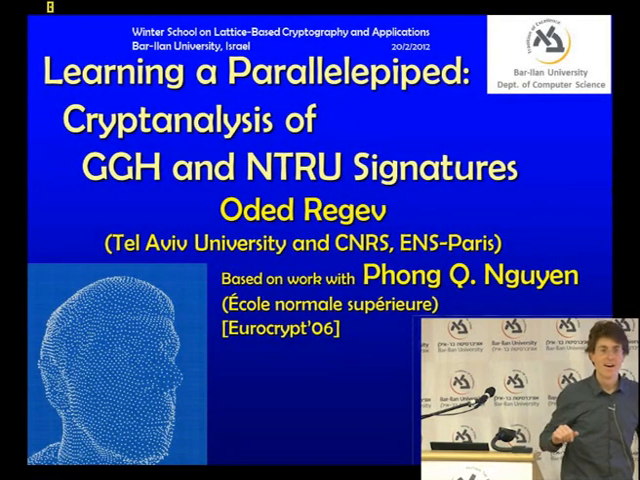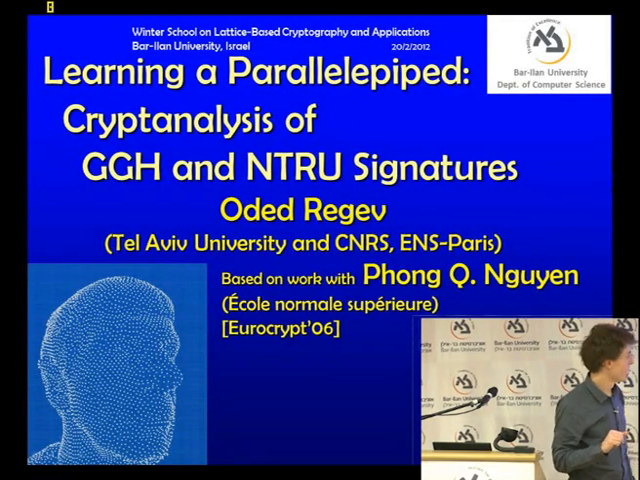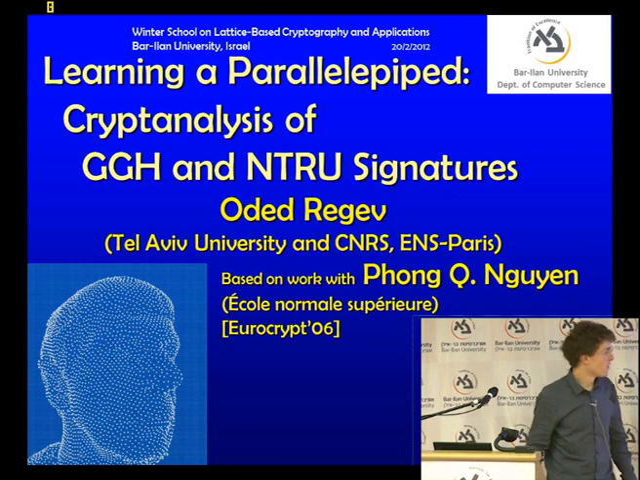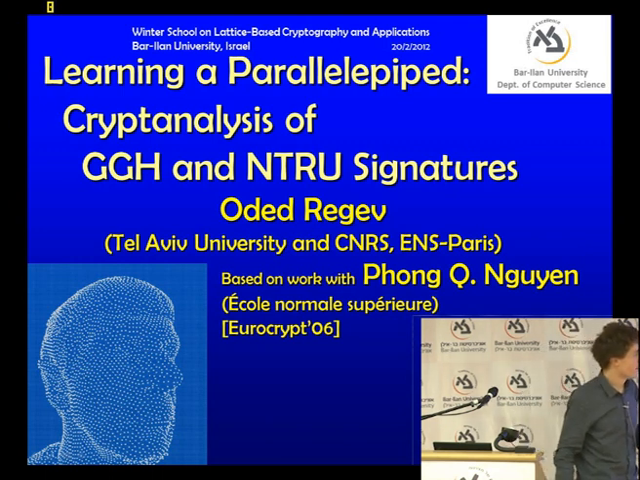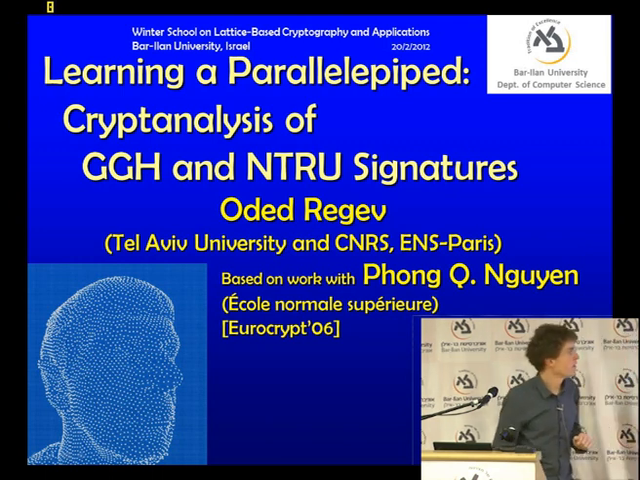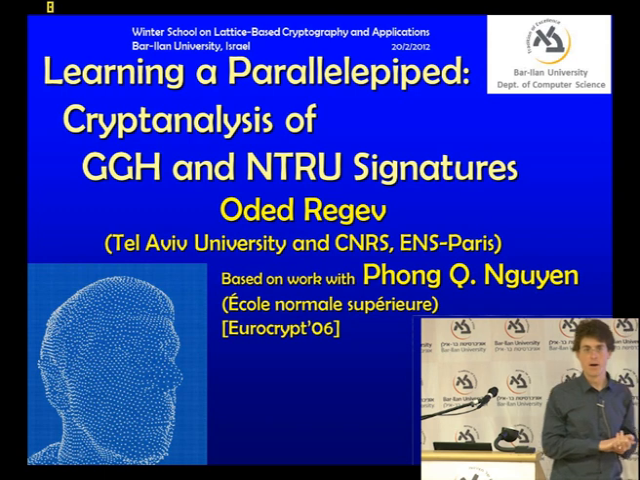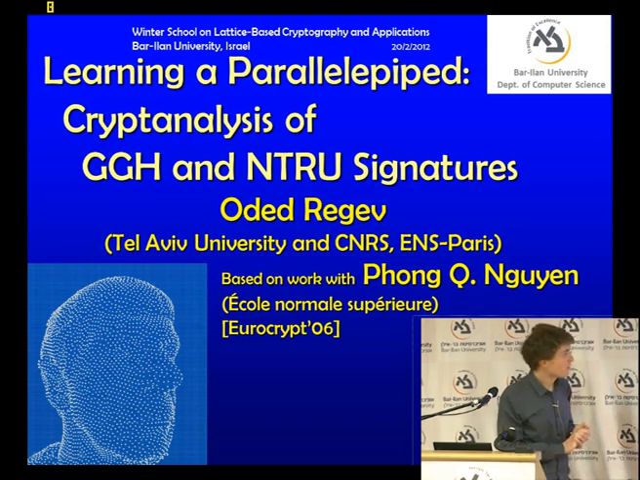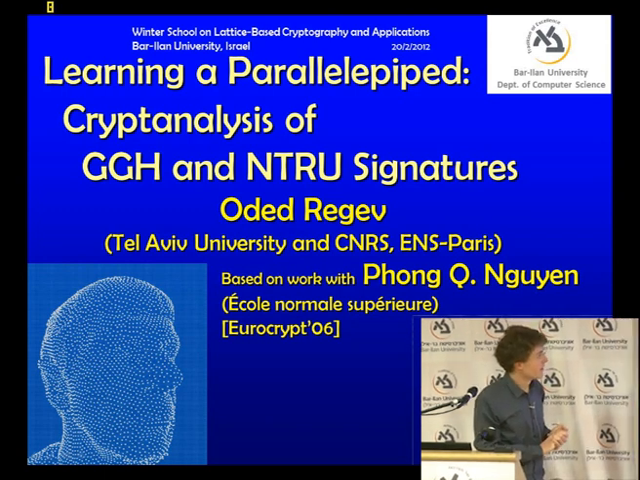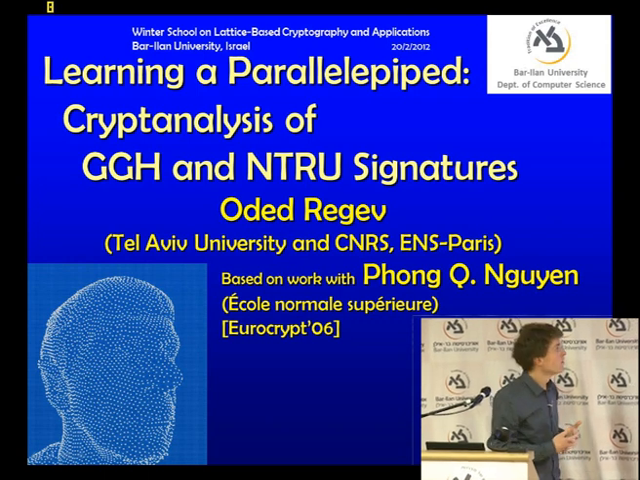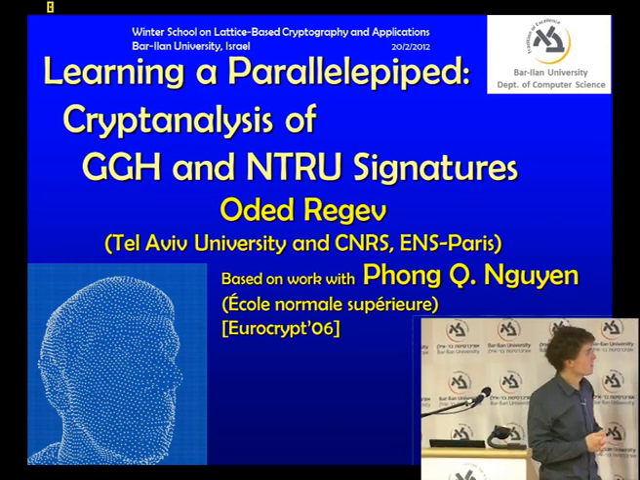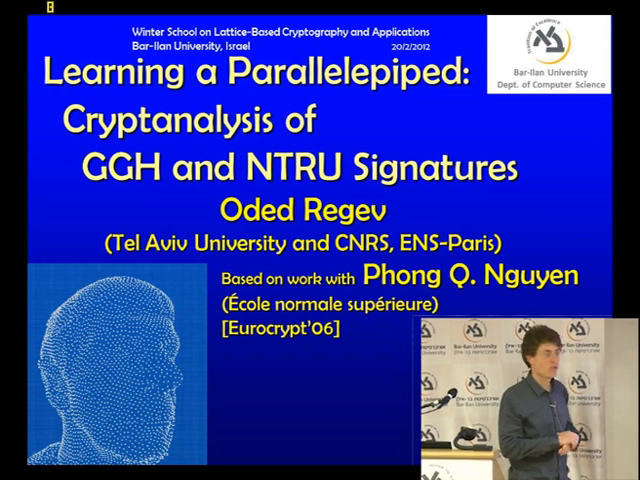This is work we did back in 2006 with Phong Nguyen from the École Normale Supérieure. And this is actually something quite different from everything you've seen so far. So you won't have to know anything about LWE or SIS. It's about an attack we found on certain signature schemes known as GGH and NTRU.